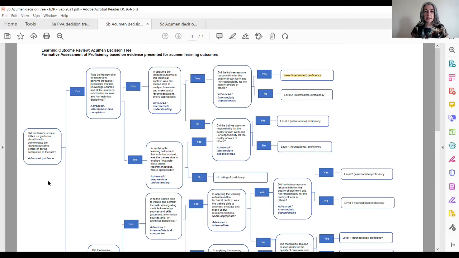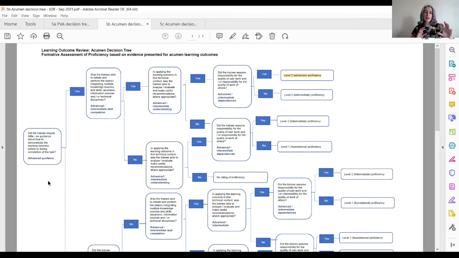So in applying the learning outcome in this technical context, was the trainee able to analyze and evaluate? Yes. Were they able to make useful recommendations? Not so much. You might be taking it to a no answer instead of a yes. But let's assume that the trainee was able to analyze and evaluate and was able to make useful recommendations when it was required. Answer is yes. And now ultimately, did the trainee assume responsibility for the quality of their own work and or responsibility for the quality of work of others where they are managing others or supervising others?